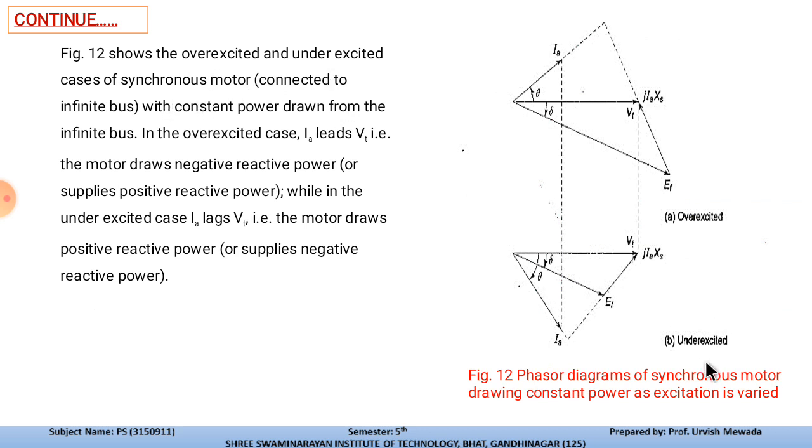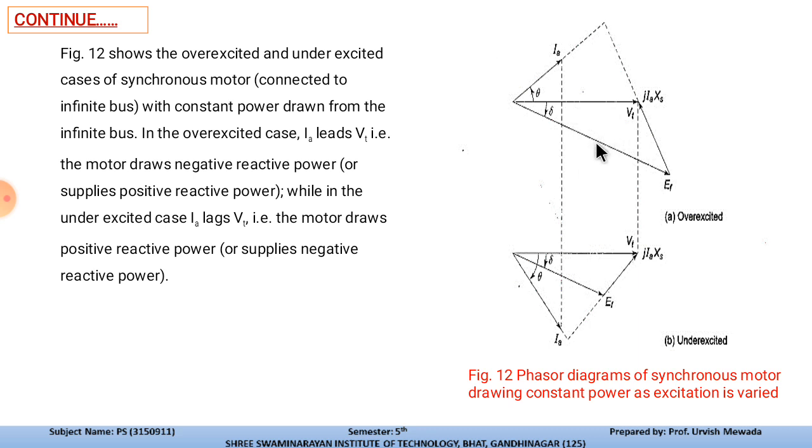Now this figure number 12 is the over excitation and under excitation mode. Over here it shows the over excited and under excited cases of a synchronous motor connected to the infinite bus. Here we already considered a generator connected with the infinite bus, and we have drawn the phasor diagram related to that. With constant power drawn from the infinite bus, you can see that EF is greater than Vt, but it leads Vt by angle delta.